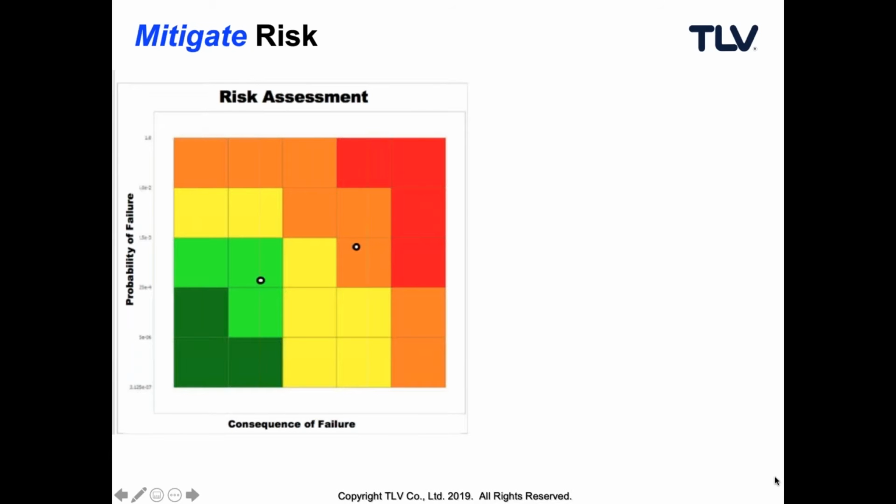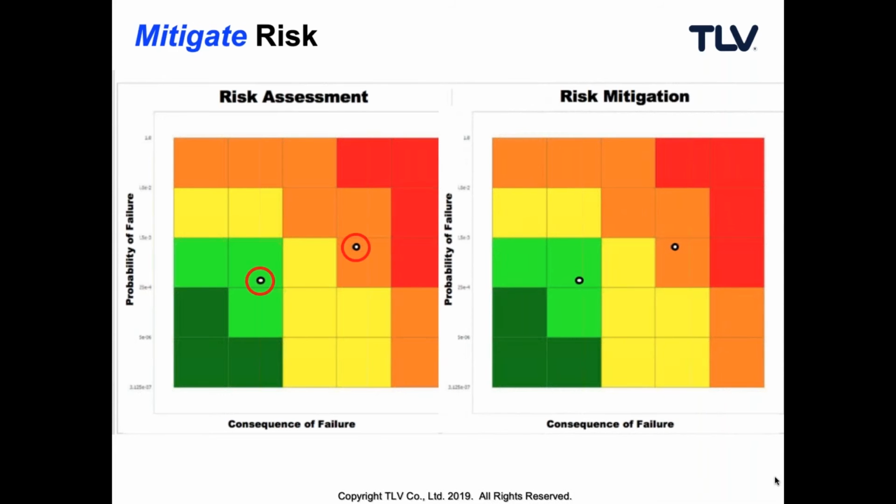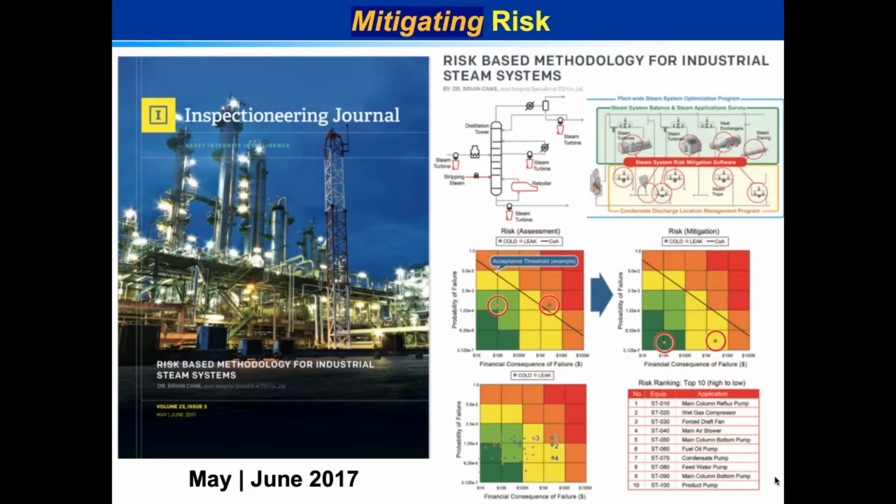So what we're talking about is mitigating risk. If you're familiar with API 580 and 581, you're familiar with this risk assessment matrix. What we basically want to do if we take a look at different assets is see how we can reduce or mitigate the risk of those assets. We cannot change the consequence of failure unless we change the system design, but we can, however, reduce the probability of failure and drive it down by taking proactive actions to mitigate risk.